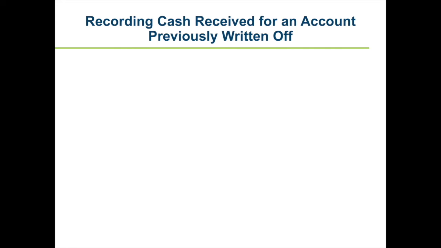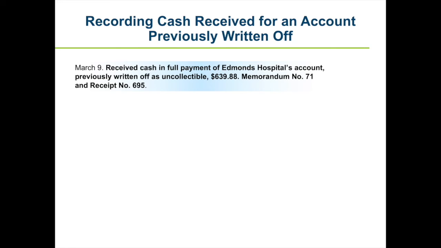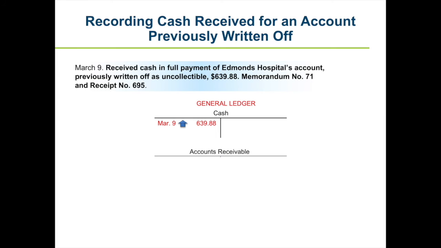After the entry to reopen Edmonds Hospital account is recorded, an entry is made to record the cash received on Edmonds Hospital account. March 9th, receive cash in full payment of Edmonds Hospital account, previously written off as uncollectible, $639.88, memorandum number 71. And you filled out receipt 695 when you received the money. The accounts affected, your cash is going up because we received cash of $639.88, so therefore we'll debit cash.